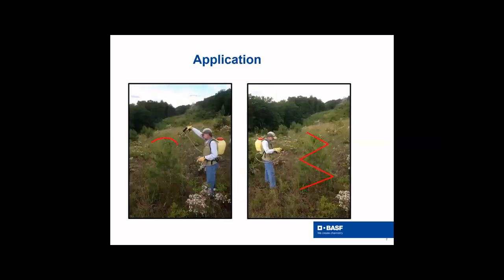Now I represent BASF, and we make Arsenal herbicide, which is imazapyr, and imazapyr is similar to Method in the sense that it is very, very active in a plant, translocates really, really well. And so you don't need complete coverage. Now I'm spraying a pine tree here, and Arsenal obviously is not going to control a pine tree, but the technique here is you make sure you get the top of that brush. You got to get the top of it, and then you want to get the growing points. If you're spraying something that's a little wider, you can use this Z-type pattern.